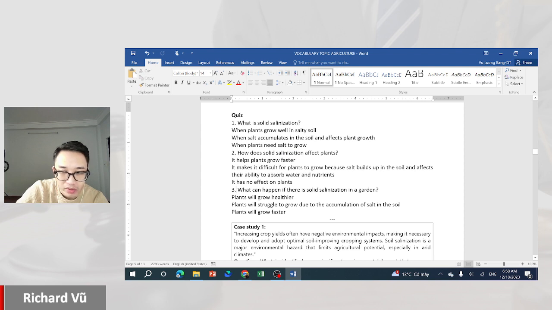The next one on our quiz. Question 3. What can happen if there is soil salinization in a garden? Plants will grow healthier. Plants will struggle to grow due to accumulation of salt in the soil. Plants will grow faster. Plants will struggle to grow due to accumulation of salt in the soil. This one is the correct answer.